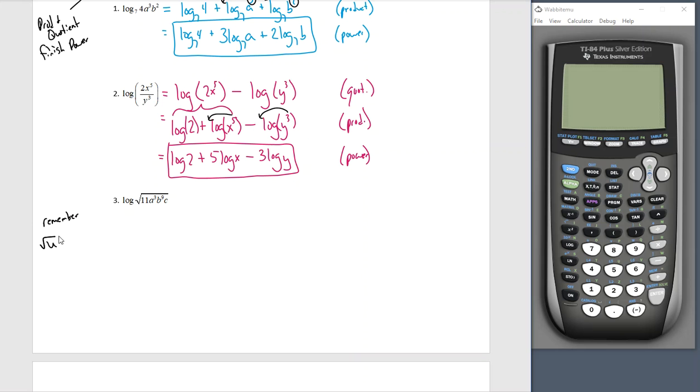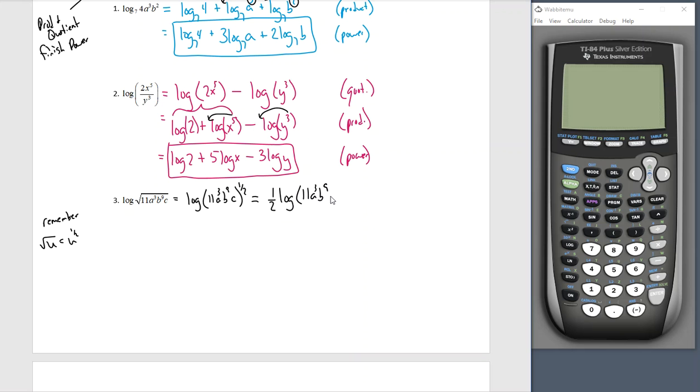If I have the square root of something, that's the same as the 1/2 power. So the first thing I'm going to do is I'm going to rewrite this as log of 11 a to the 3rd b to the 9th c to the 1/2 power. And now I have the choice. I could either simplify algebraically and give the c the 1/2, the b to the 9th the 1/2, the a to the 3rd the 1/2, and the 11 to the 1/2 power. Or I could simplify logarithmically and just move that 1/2 out in front.